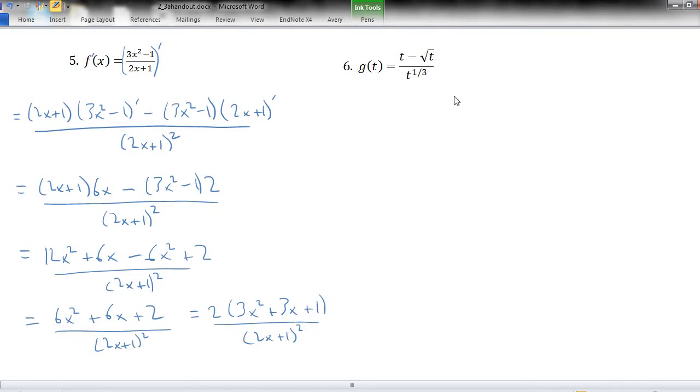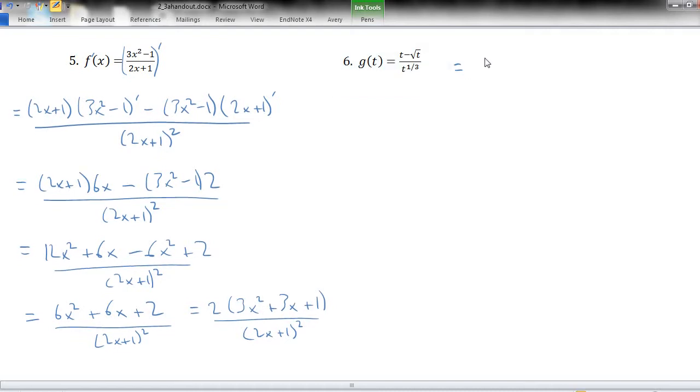Okay, let's try another one. This one is a little more tricky. It's got a square root and a cube root in here. So before we take the derivative, let's rewrite this in a more familiar form. So let's see, t minus, okay, square root of t is t to the 1/2, over t to the 1/3. All right, good.